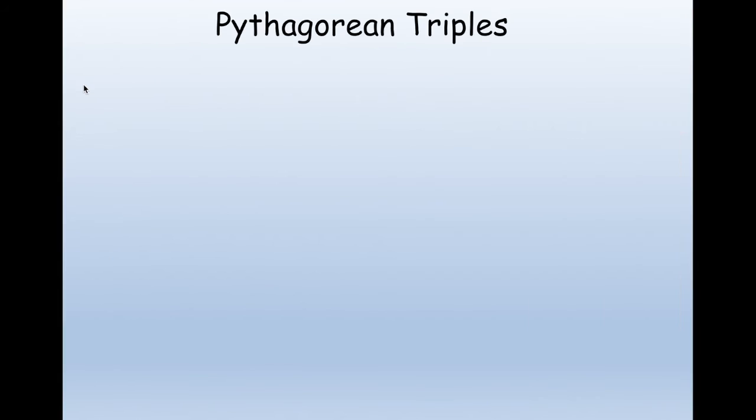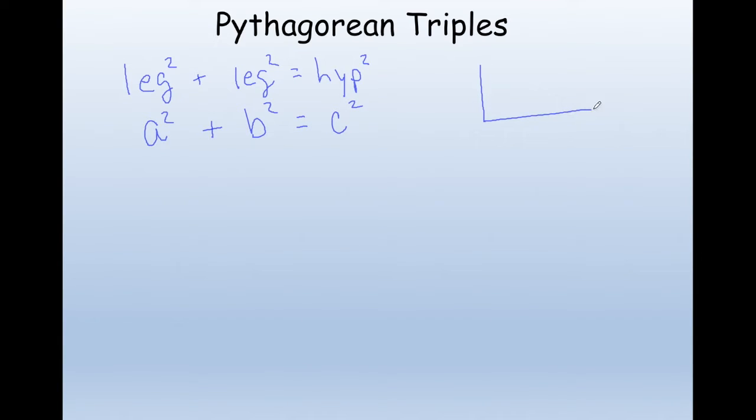Okay, today we're going to do a quick discussion on Pythagorean triples. So a Pythagorean triple is a set of three whole numbers that satisfies the Pythagorean theorem, which is leg squared plus leg squared is equal to the hypotenuse squared. You guys mostly probably know that as a squared plus b squared is equal to c squared.